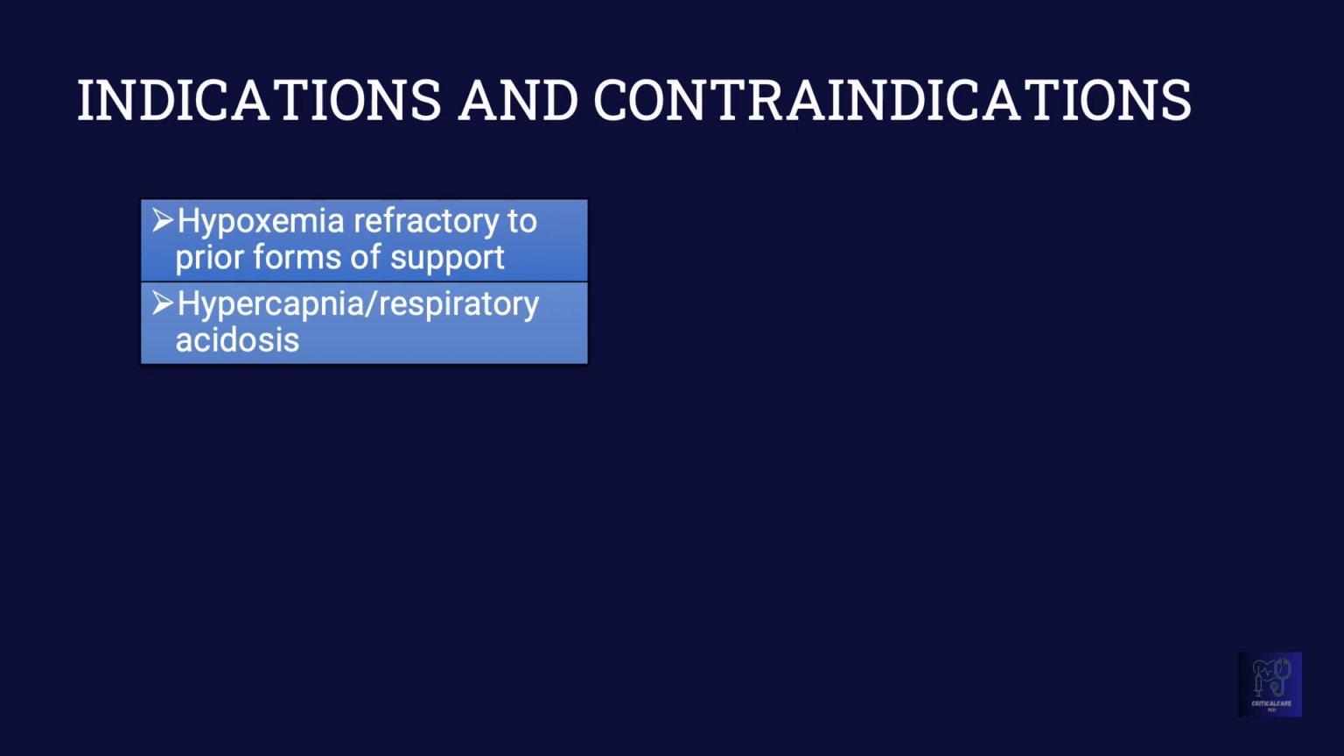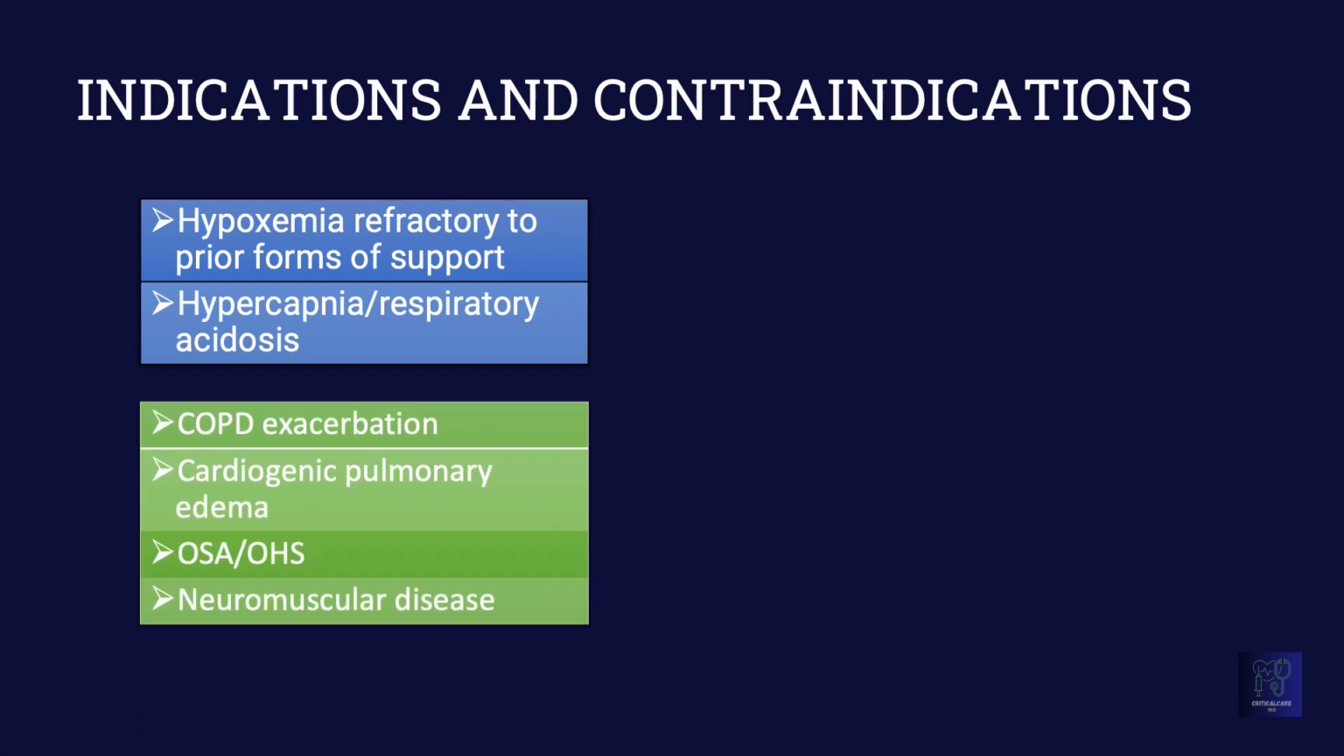Then hypercapnia associated with respiratory acidosis would be another indication for NIV use. All the devices we talked about until now only provide supportive care, except NIV, which can also assist with CO2 removal. There are some specific disease states where NIV is well studied and is associated with potential mortality and morbidity benefit. Examples are COPD exacerbation, pulmonary edema, OHS, OSA, and neuromuscular disease. In these conditions, you want to try NIV unless there is a need for urgent intubation.